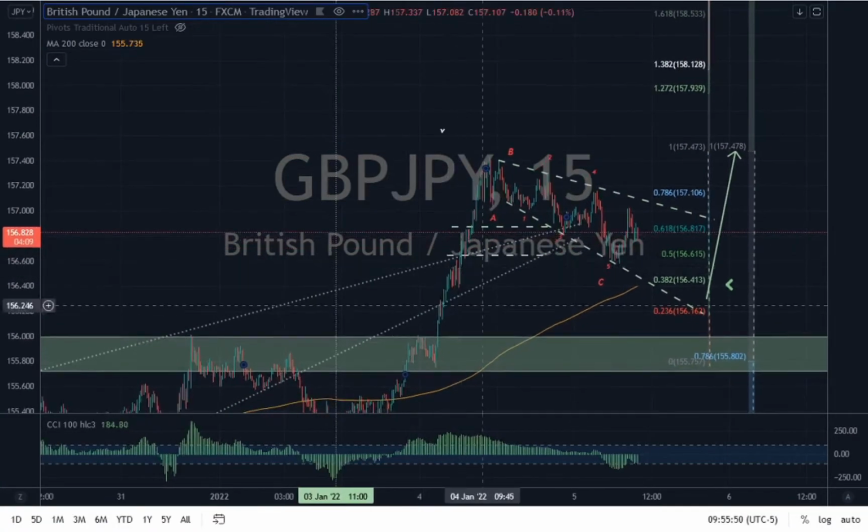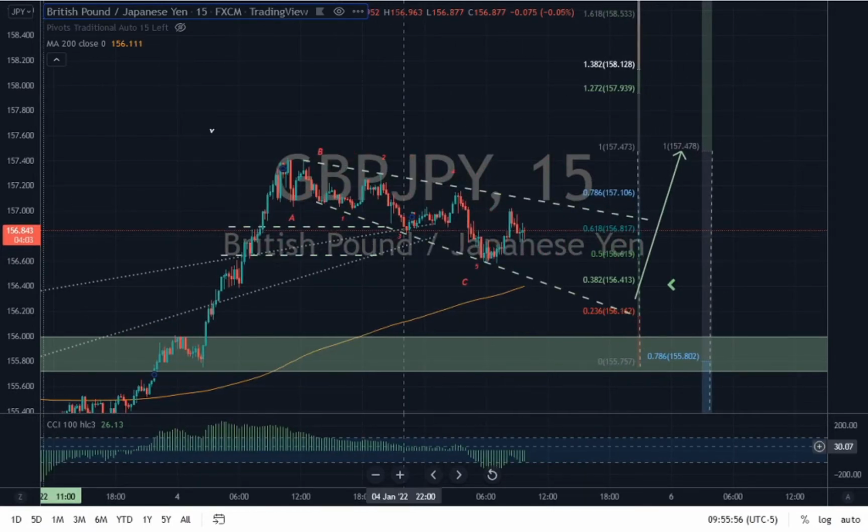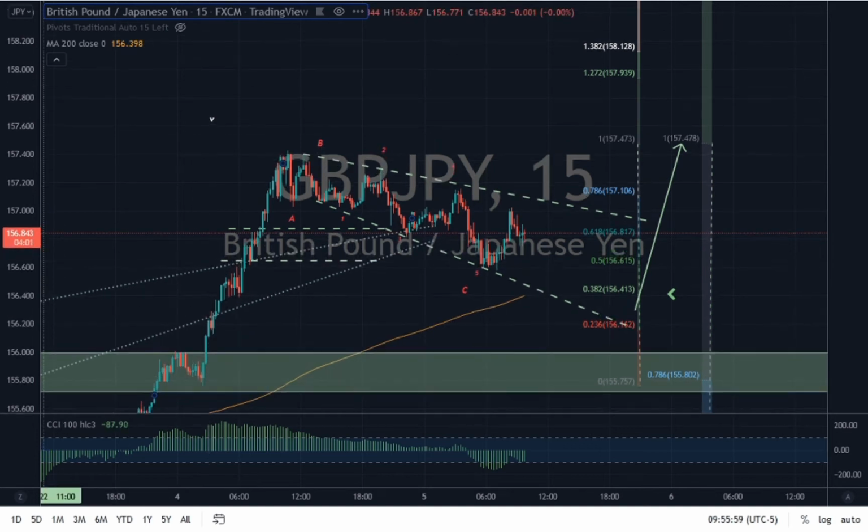Okay, so this is just doing a similar correction to what we've been seeing on the United States dollar against the yen. This current correction should bounce at that neckline. All right, neckline comes in at 156. The correction has already done an A, B, and a C.